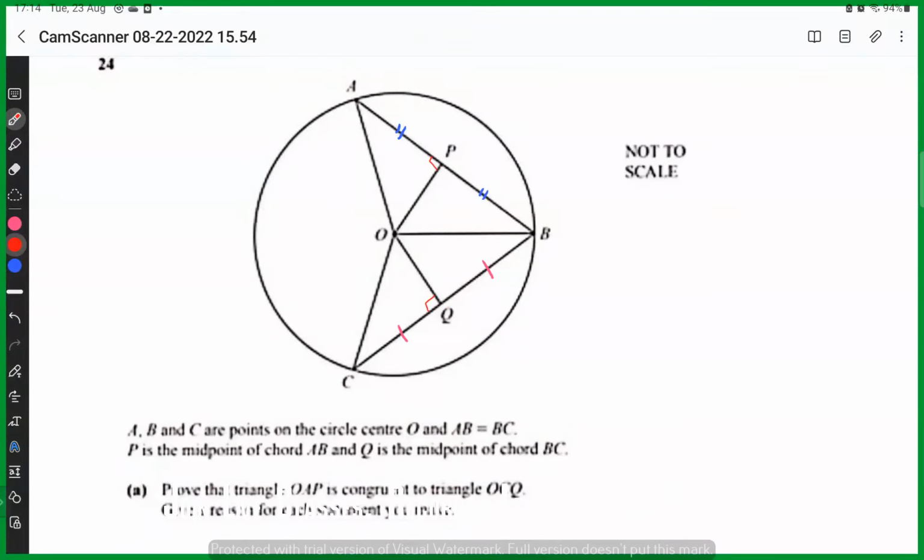Yes, Ma'am, it's that when the radius bisects the chord, there is a 90 degrees angle formed. It's a property. Yes, that is a property. Very good. You're 100% correct. Both of you very well done.